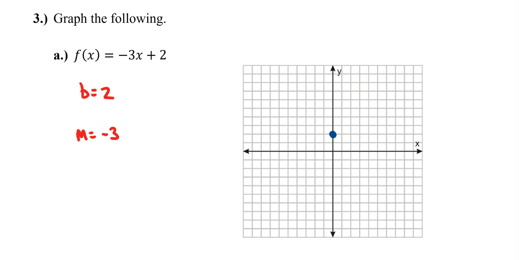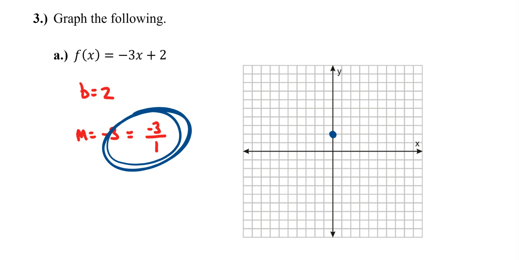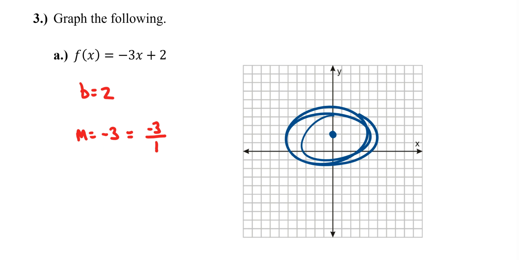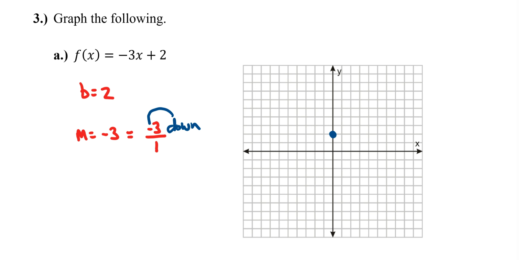The part that could be a little bit trickier is the slope, negative 3. You always want to write this as a fraction. Negative 3 is the same as negative 3 over 1. So this is going to be your rise over run. And the way that I like to do it, that I always explain it, is you're either going to go up and to the right or down and to the right. So this is not a second point. From this y-intercept, you're going to go down 3 because it's negative, and to the right 1.